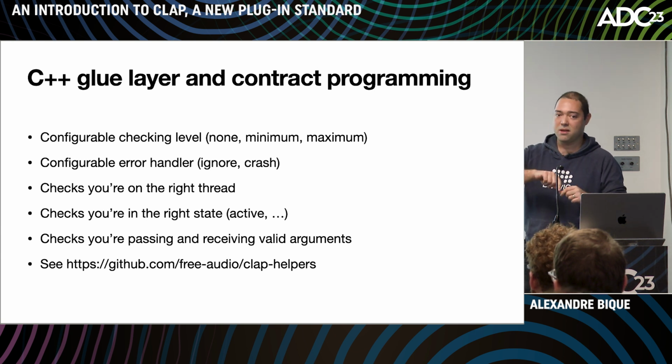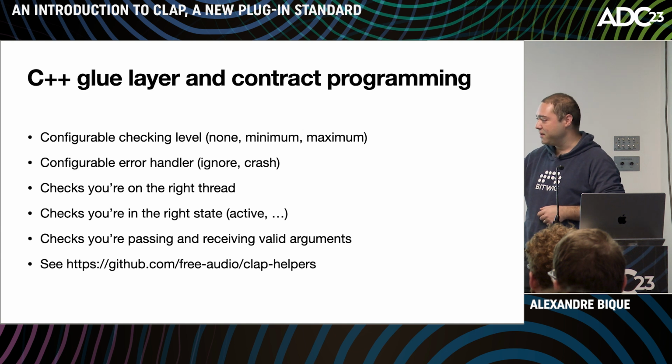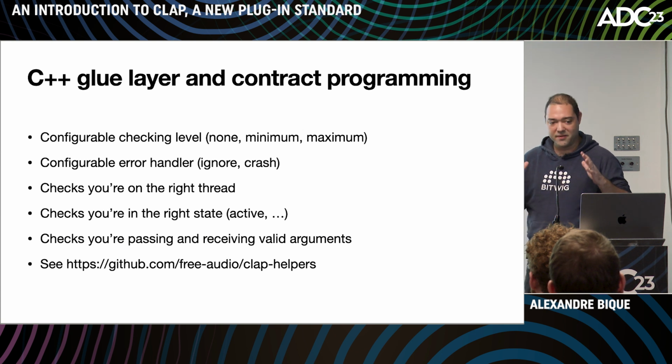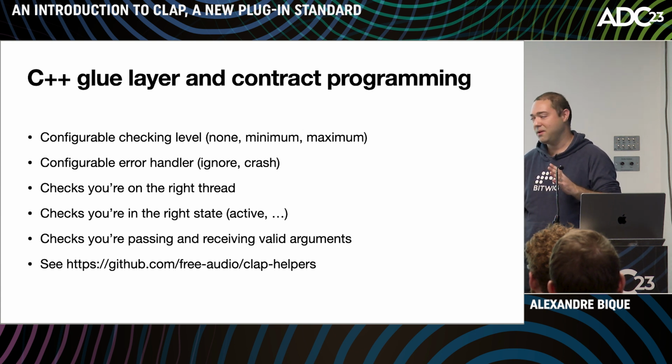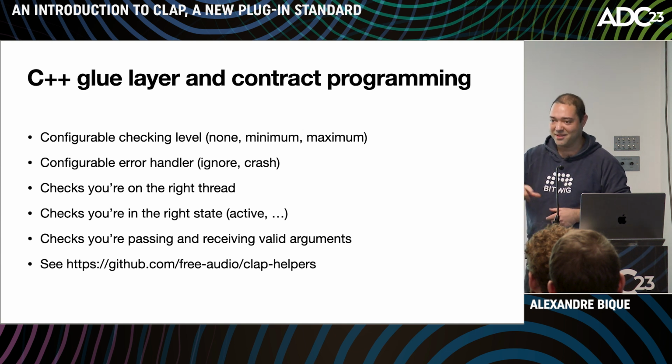Also, if you call back into the host and give incorrect information, such as an incorrect parameter ID, it will tell you. And catching all of that immediately makes for a good plugin when you release, because it's not the customer that tells you, oh, by the way, it doesn't work.